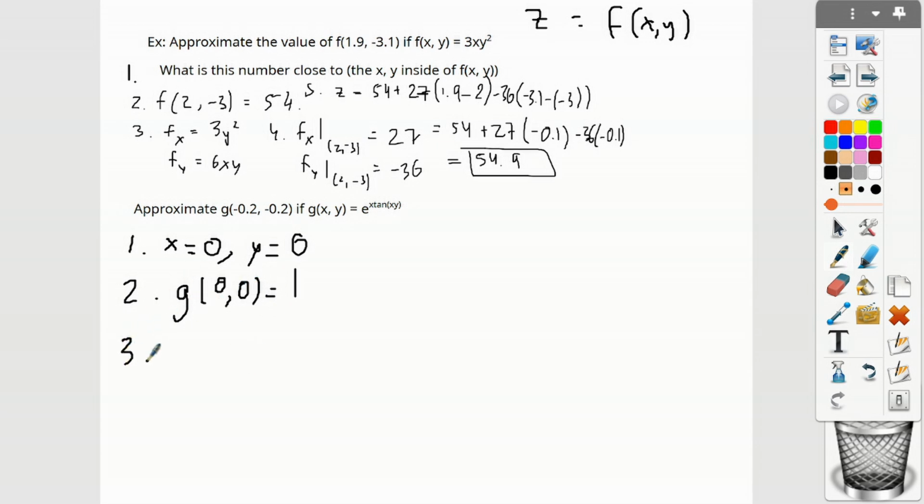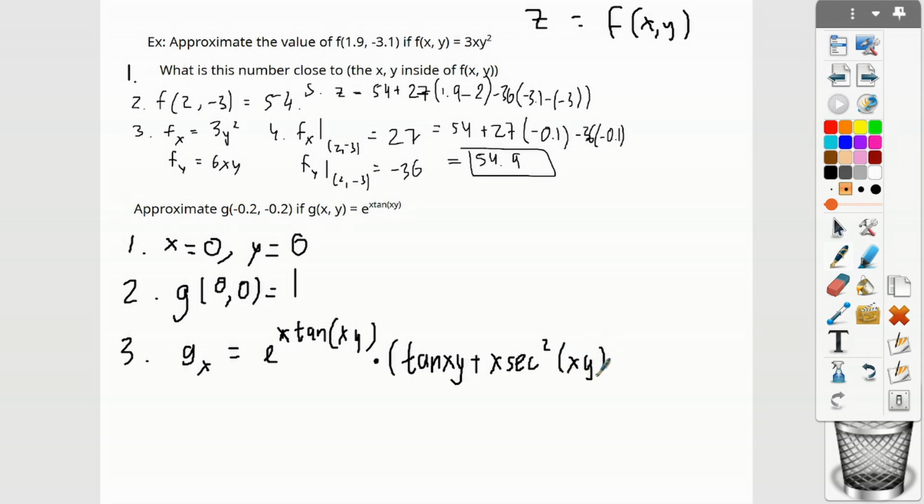Now number 3, let's find f sub x, or g sub x. G sub x is equal to, well, chain rule. So let's do e to the x tan xy, right? And then we have product rule. So multiply that by the derivative of the inside, tan of xy, plus x times the derivative of that, which is secant squared of xy multiplied by the derivative of the inside, times y. So that's a pretty messy formula.